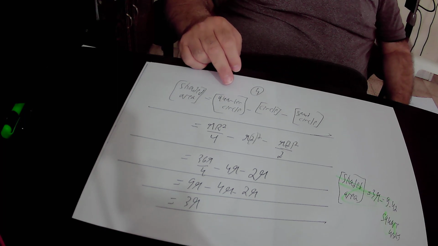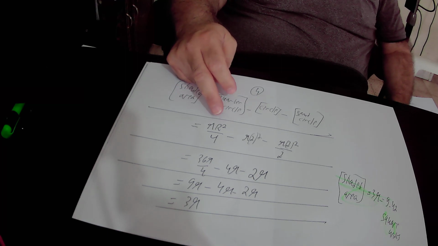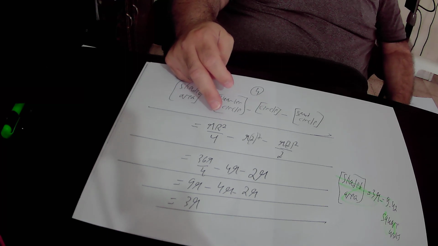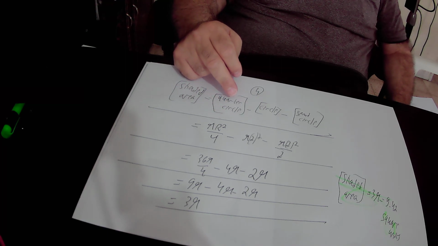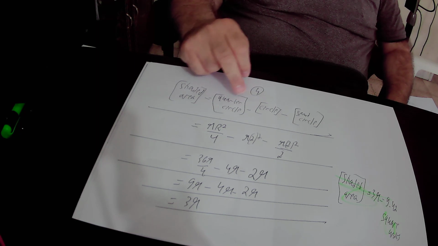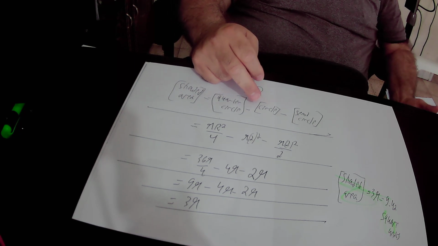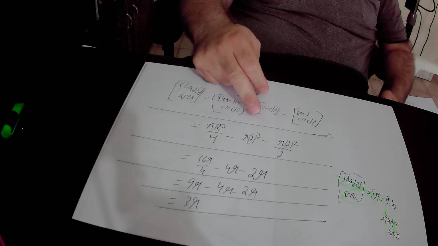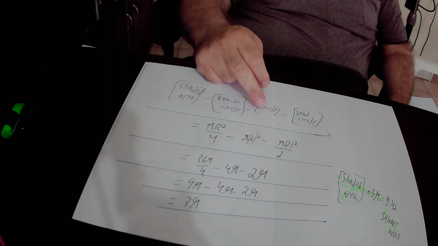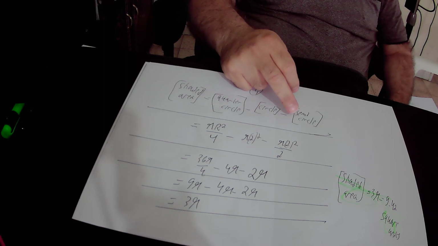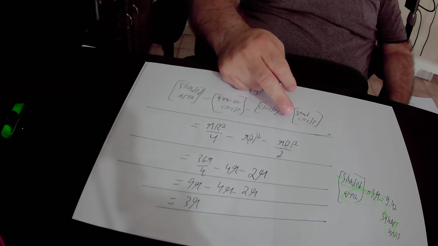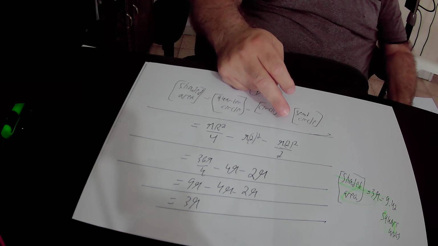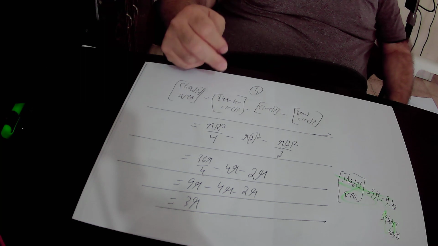So the area of the quarter circle equals pi R square over 4, and we know that R equals 6. The area of the circle equals pi R square, and R equals 2, so it is pi 2 square. And the area of the semicircle equals pi R square over 2, and R equals 2, so it is pi 2 square over 2.